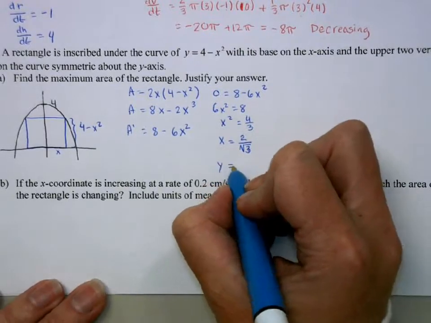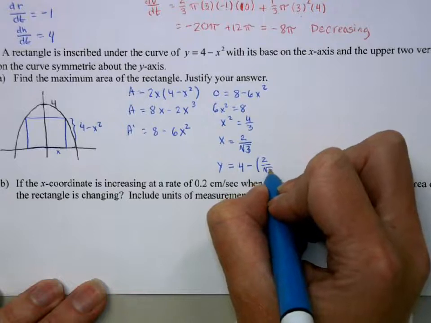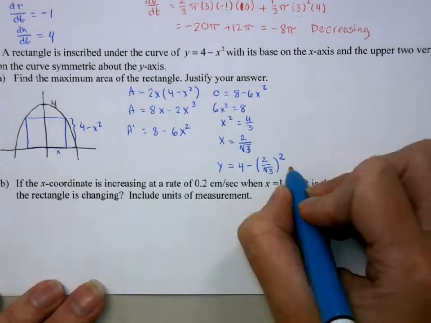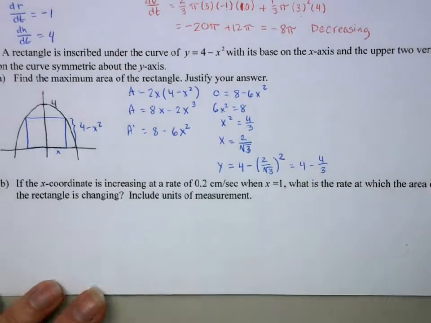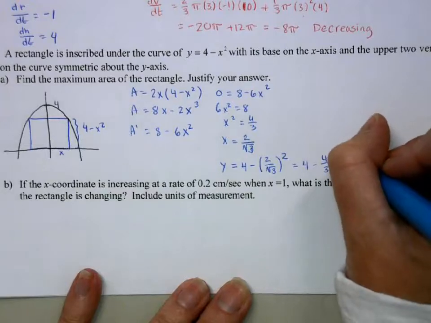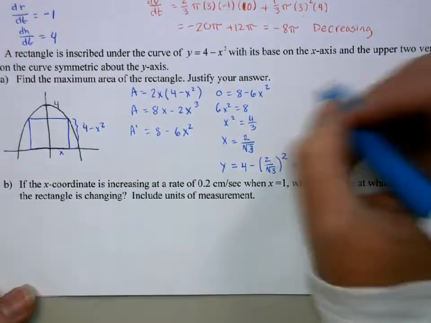Y is going to be 4 minus 2 over root 3 squared. So that's 4 minus 4/3. So 12/3 minus 4/3 would be 8/3. And you certainly have your calculator for this part. Okay, but what we're asked for is the area.